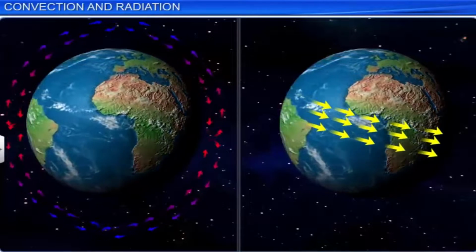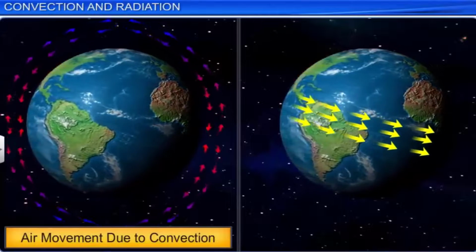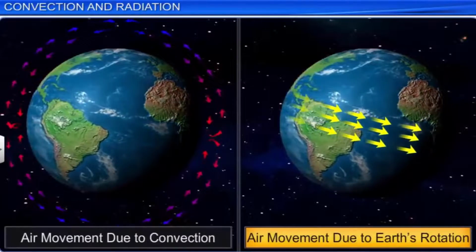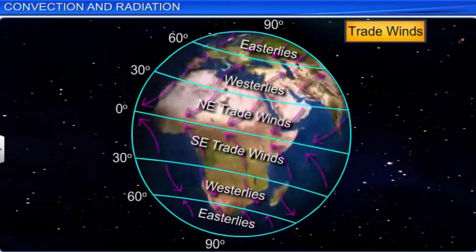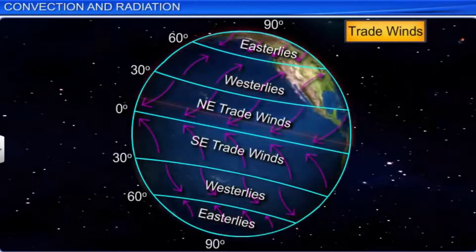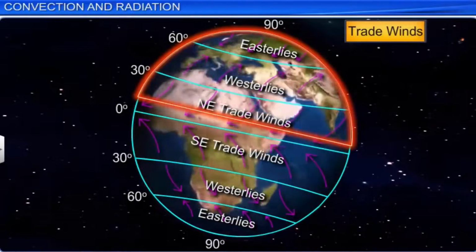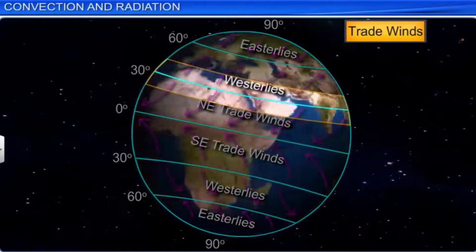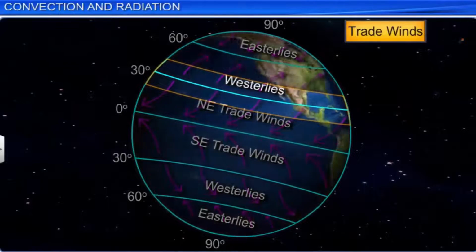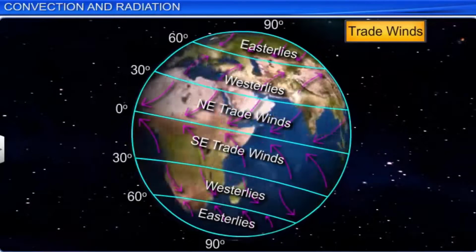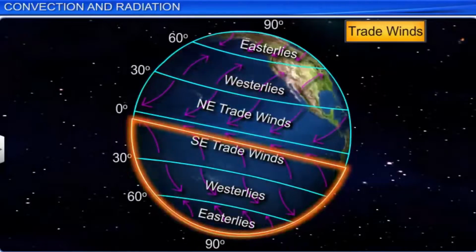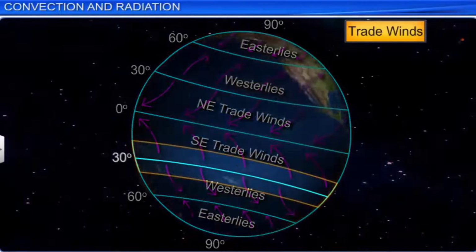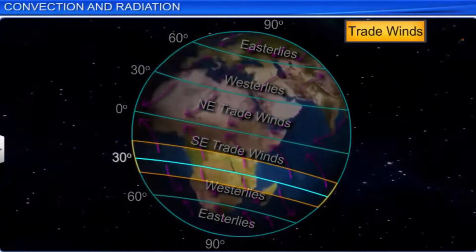These two movements of air, one because of convection and the other because of the Earth's rotation, result in trade winds. In the northern hemisphere, instead of descending at the North Pole, the air descends at 30 degrees north latitude and moves towards the equator. Similarly, in the southern hemisphere, instead of descending at the South Pole, the air descends at 30 degrees south latitude and moves towards the equator.